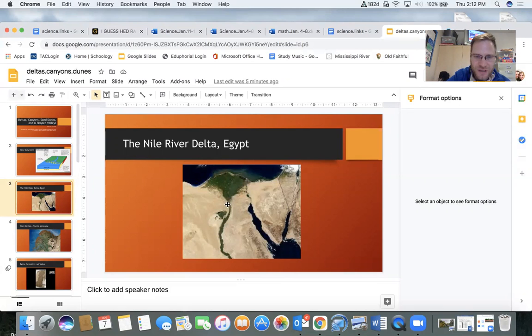This is the delta right here. This is the Nile River's delta. And notice just how green it is. Look at it in contrast to the desert surrounding it. It's so green and luscious because it's got all that sediment that it's brought from so far away. It's rich sediment that all that plant life and animal life can live in.